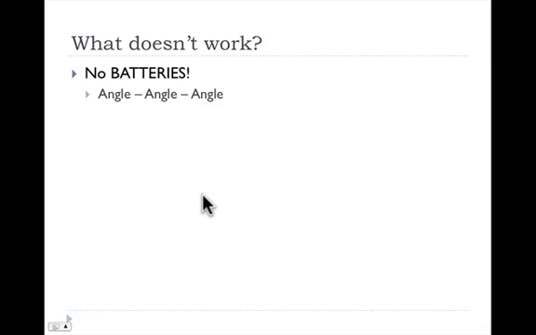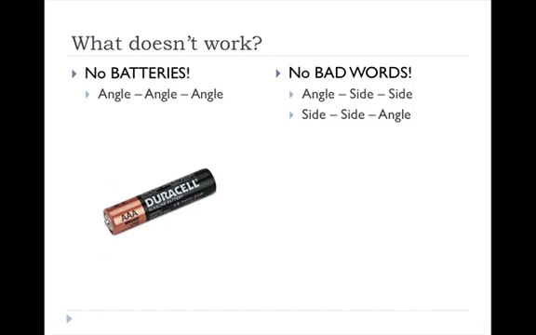The first one, a good way to remember, is no batteries. Angle, angle, angle. What do I mean by that? If you say angle, angle, angle, that's AAA, and that's a battery. So no batteries. And also, no bad word. The bad word is obviously a combination of A and S that I'm not going to say, but you can get that. It's angle side side, or if you flip that, side side angle.